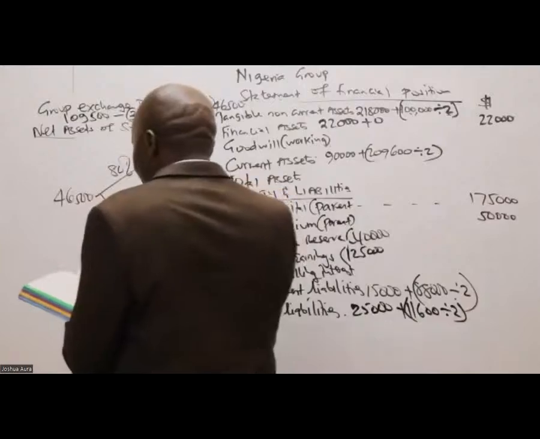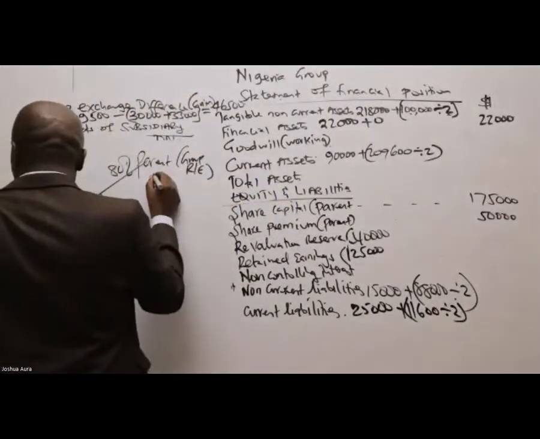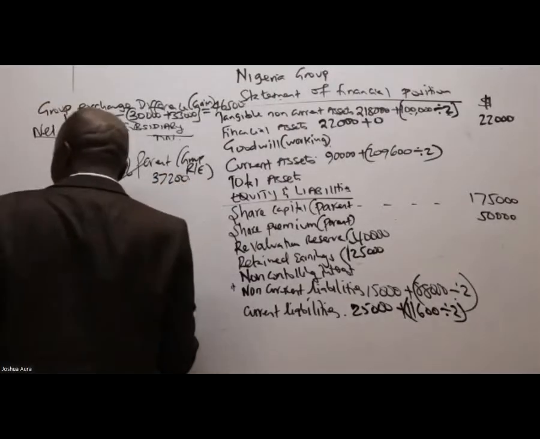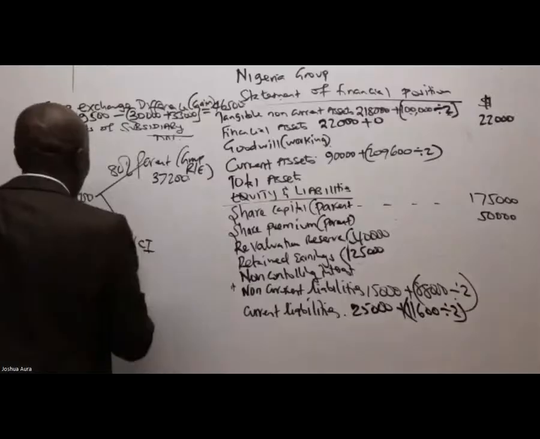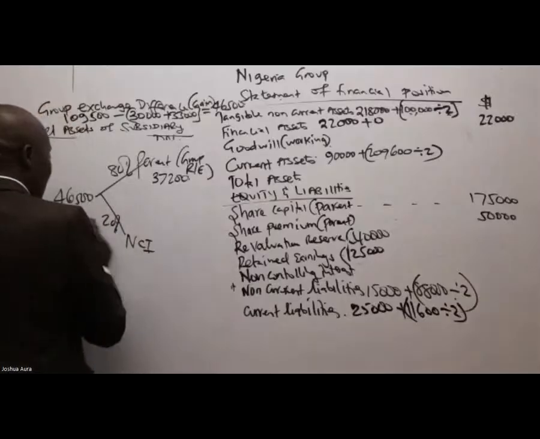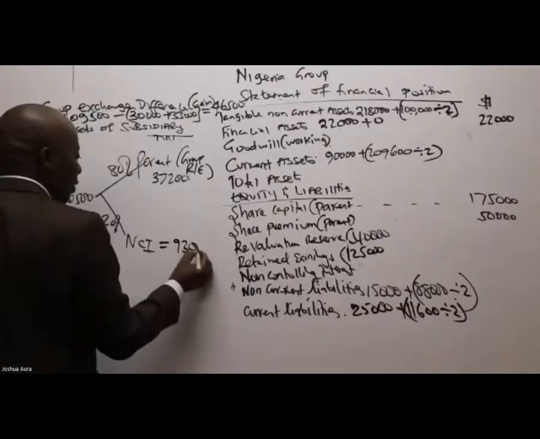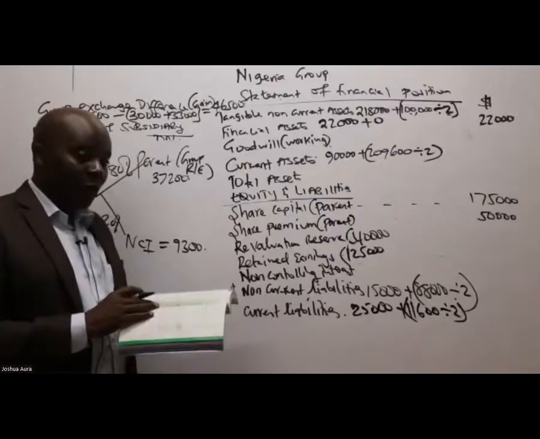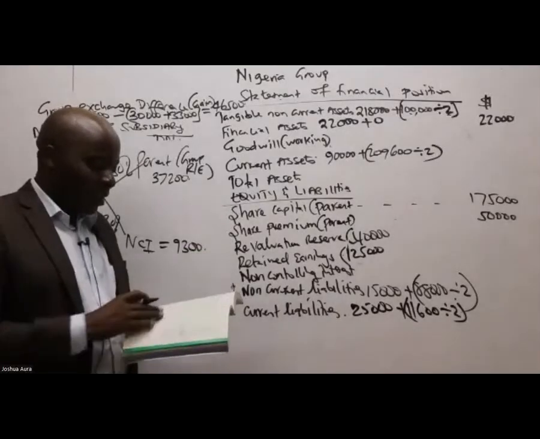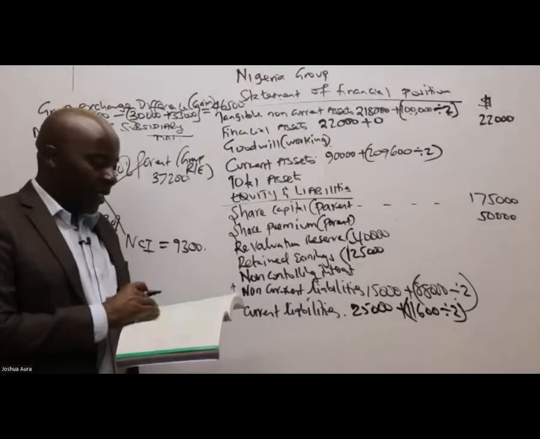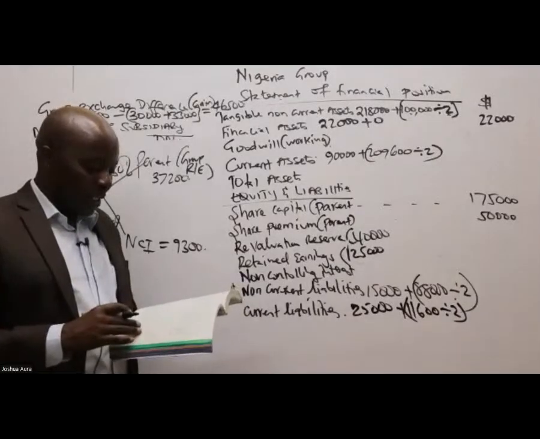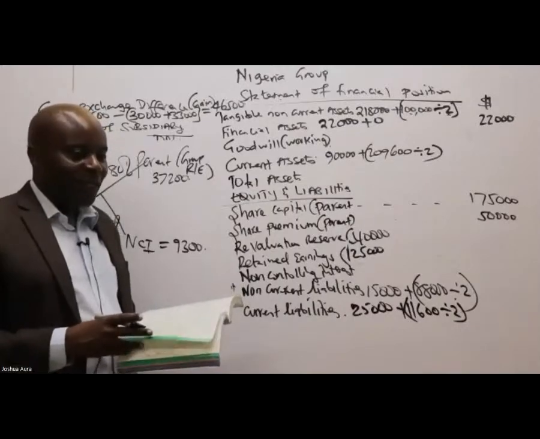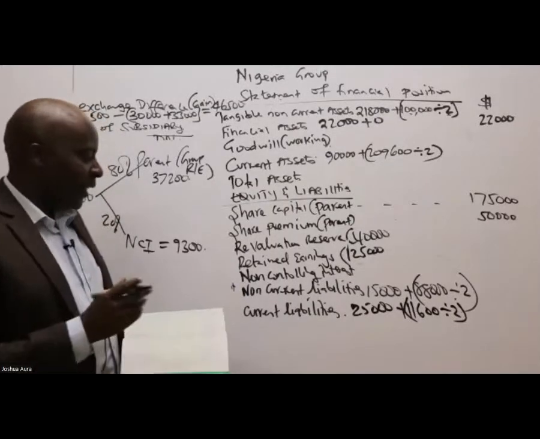The parent is 37,200. And then we have NCI, which is 20% of this. So NCI, I'm being told, is 9,300.